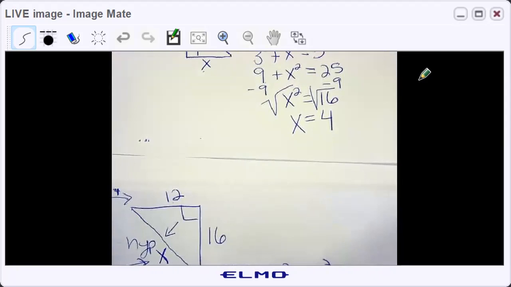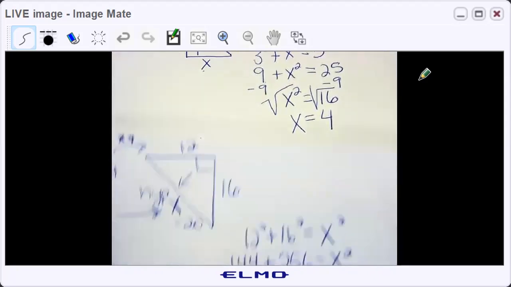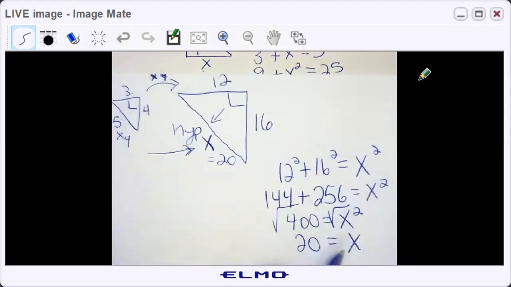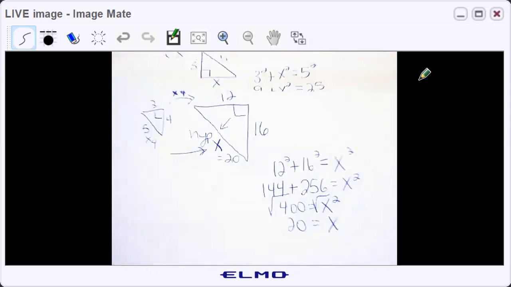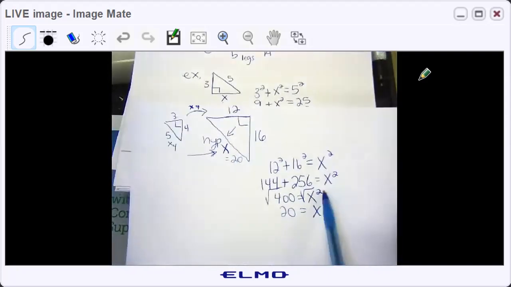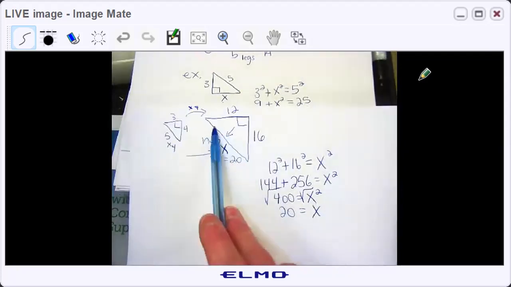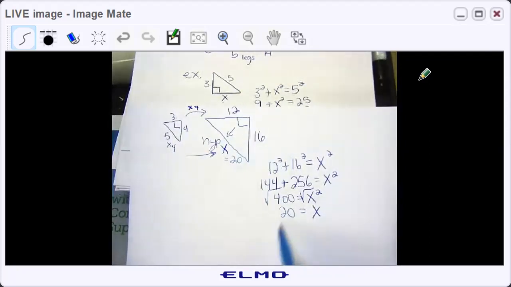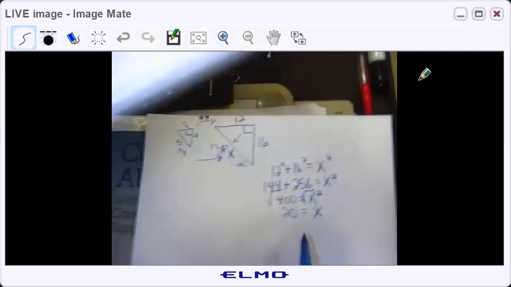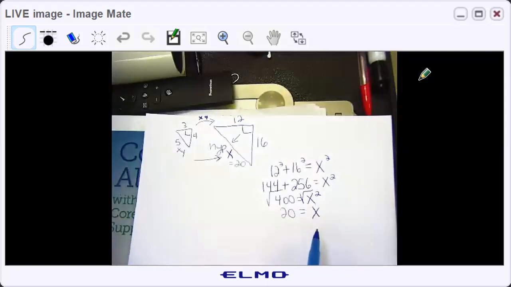thinking a minute ago. Don't forget, you always have to take the square root because we don't want what x squared is. We want what x is. And remember, it does need to be bigger than 12 and 16 because 20 is my hypotenuse. X is my hypotenuse. So I know my answer needs to be bigger than those two numbers.